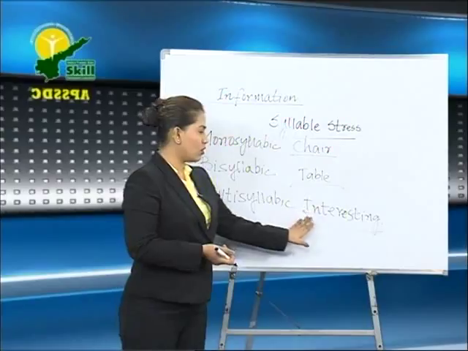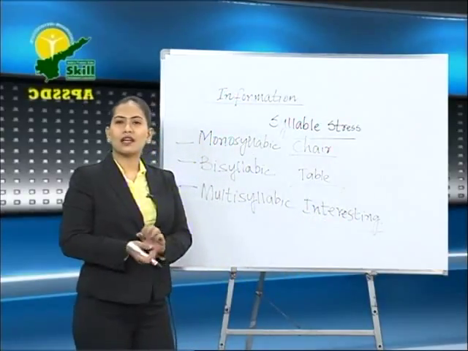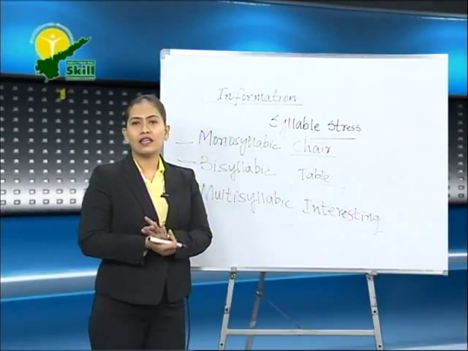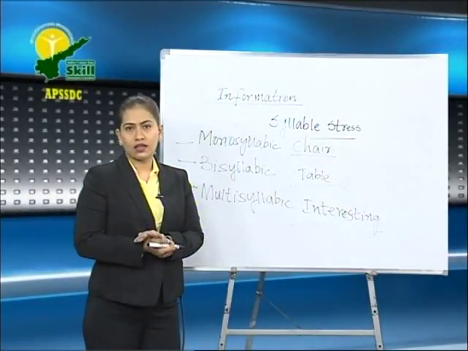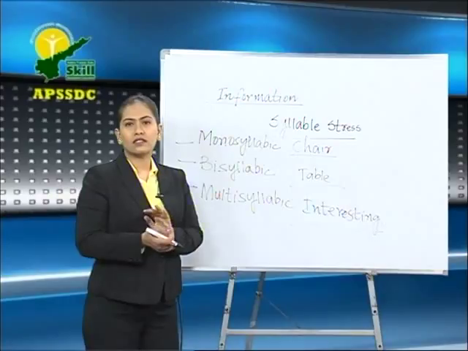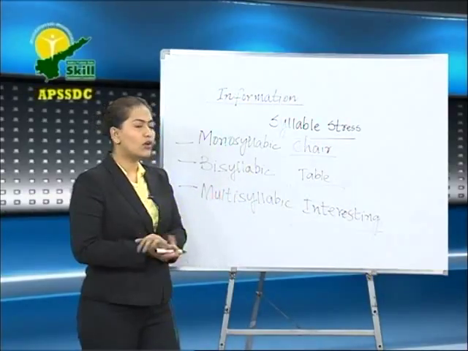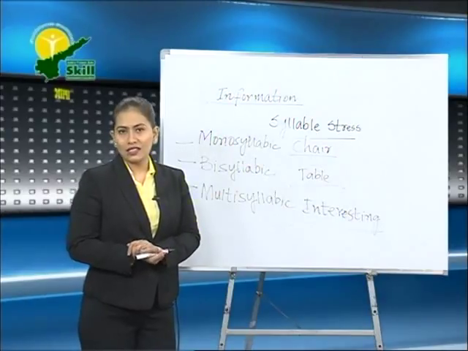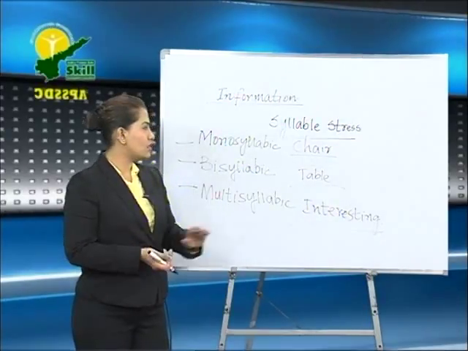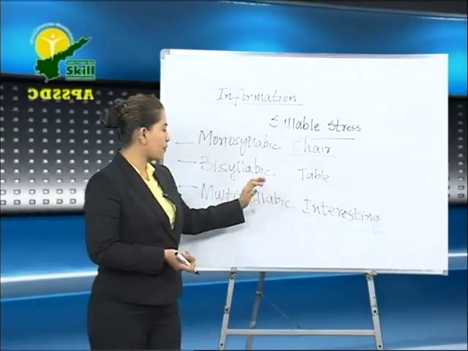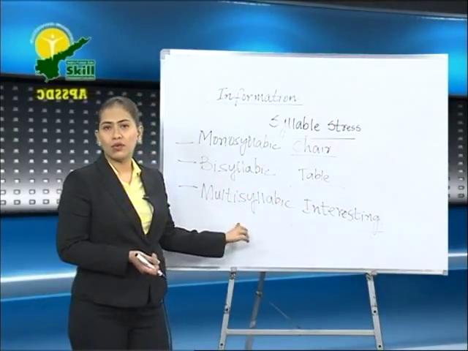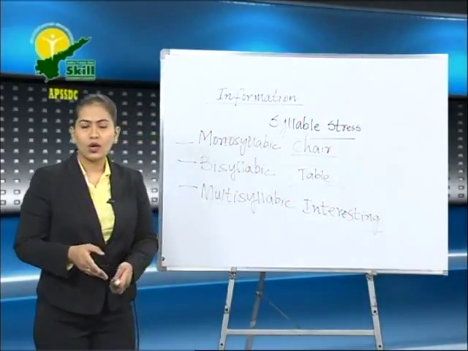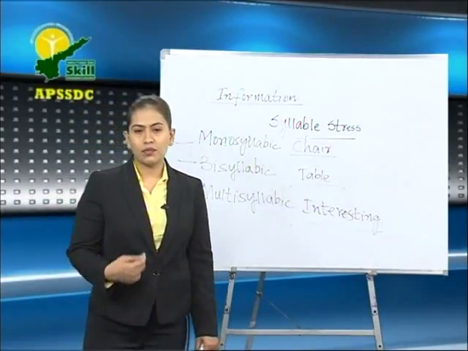And then we have the word interesting. Let's use the clap method to identify the number of syllables. It is interesting. It is interesting. So it is more like trisyllabic, or beyond two, hence it is a multisyllabic word. So these are your monosyllabic, bisyllabic and multisyllabic words. It is very important for me to understand these in order to place the right stress when I am giving the word pronunciation.